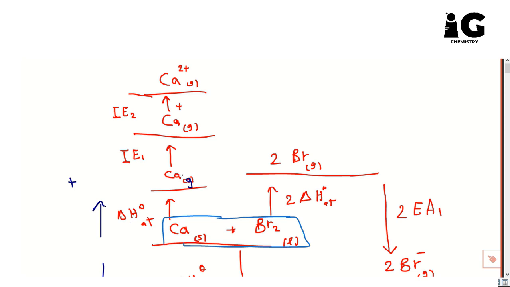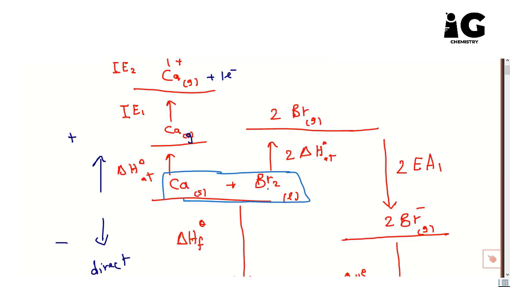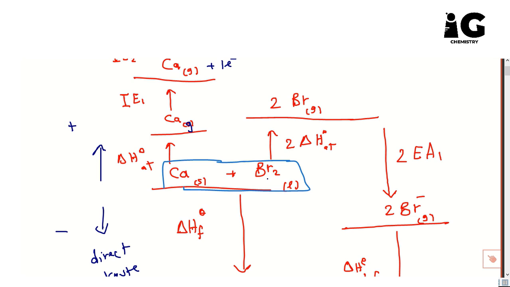And then calcium, from being gas, we need to make first ionization energy in order to remove one electron. So this is plus one electron. And then we need also another ionization energy, or second ionization energy, to form Ca2+. Actually, bromine here is liquid, so we need to change it into gas. So this is also atomization.